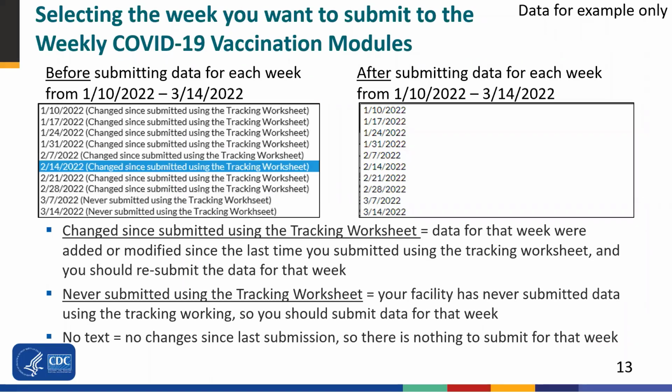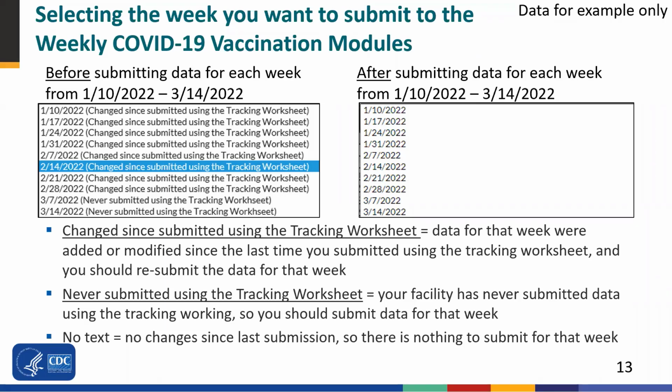Note that the weeks have labels that indicate whether the data for that week was updated and needs to be submitted. If the label says "changed since submitted using the tracking worksheet," this means that the data has been modified since the last time you submitted using the event level form, so you should resubmit the data for that week. If the label says "never submitted using the tracking worksheet," this means that you have not previously used the event level form to submit data for that week. Both of these statuses indicate that you should submit or resubmit the data for that week.